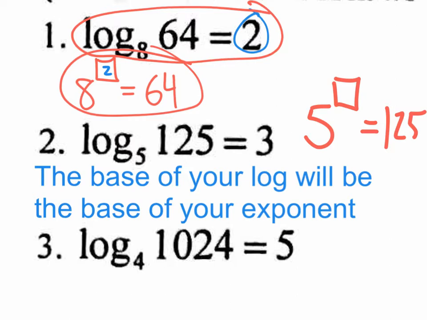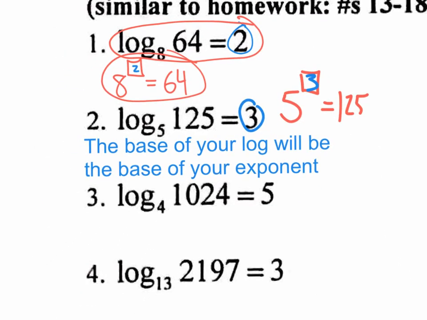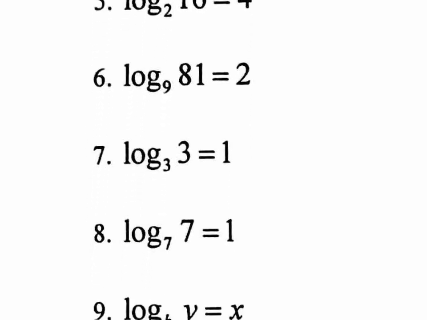So 5 to what power gives you 125? We already have the answer here. It's 3. So it's 5 to the third power equals 125. So on all of these, it's just a question of rearranging. And the best phrase for you to keep in mind what you're doing is that the base of your log will be the base of your exponent. Okay, so you could do all those.